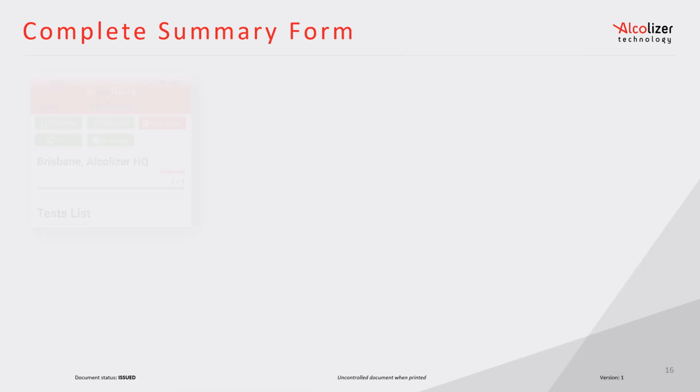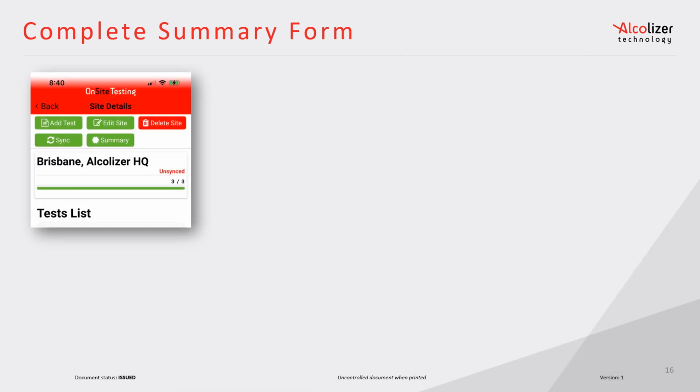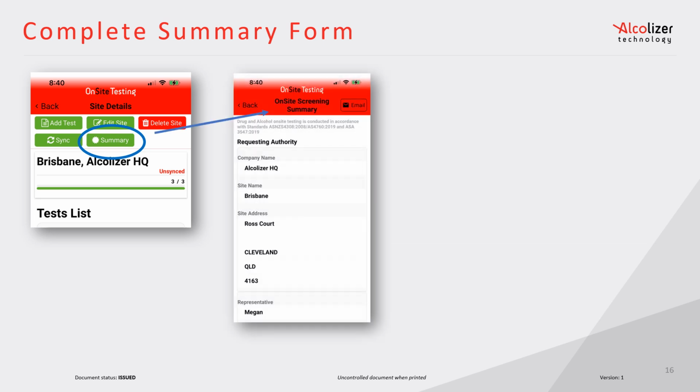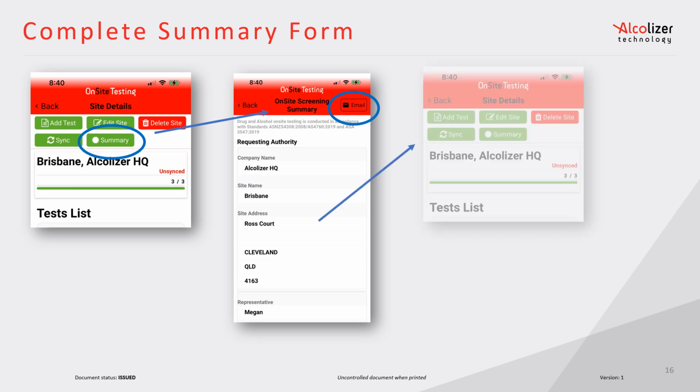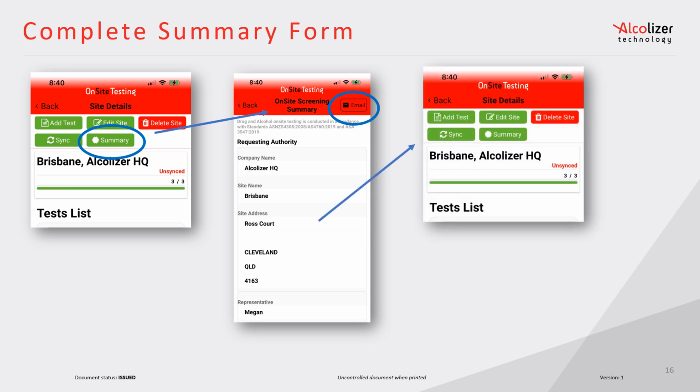Once the Certify form has been signed, you will be directed back to the site details page where the summary form will be available. The company representative and technician sign the form. There is an option to email the summary form to multiple recipients. Select Back to return to the site details page. The app is now ready to sync results to Alco Connect for viewing and managing.